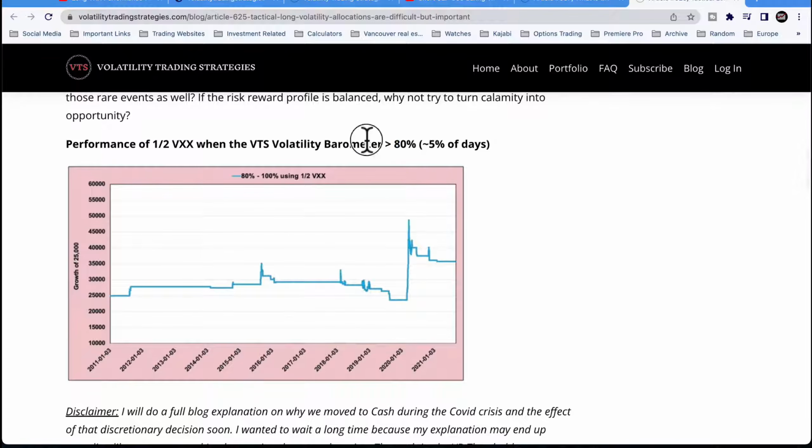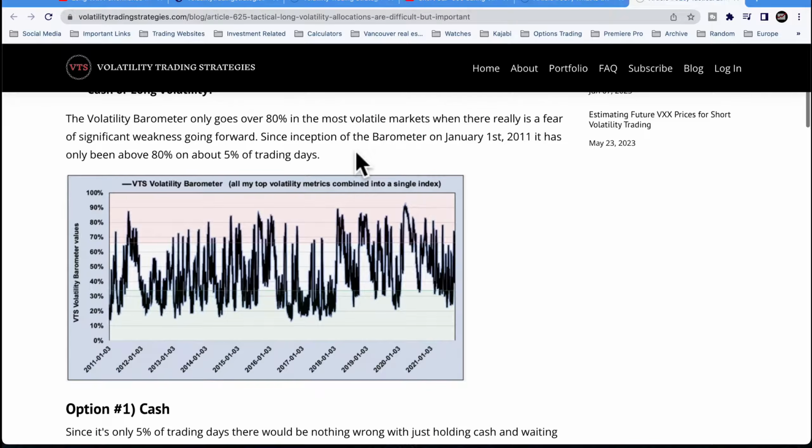I showed, using my Volatility Barometer, what we do within our actual strategy: holding it above the 80th value, which is about 5% of trading days, because my barometer doesn't ever go all the way to 100 or down to 0. You can see the ranges right here. But anytime it's over 80, we're just trying to catch all these little peaks, right? That's all we're interested in with tail risk.